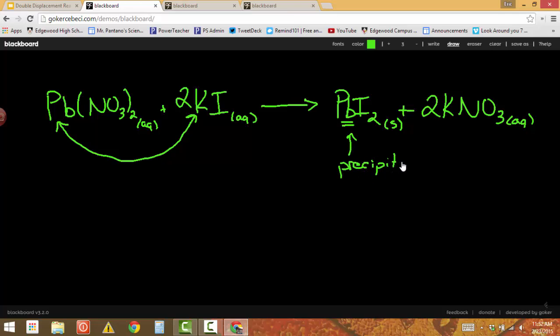So there is my precipitate. Okay? It's a solid that has formed out of a solution. Sometimes we abbreviate it PPTE. Okay? 2 clear colorless solutions will produce a yellow solid precipitate, and then this clear colorless solution. So we've produced our solid, therefore this is a valid reaction.